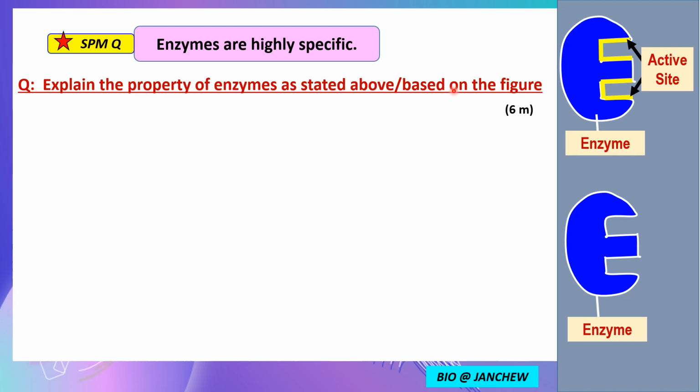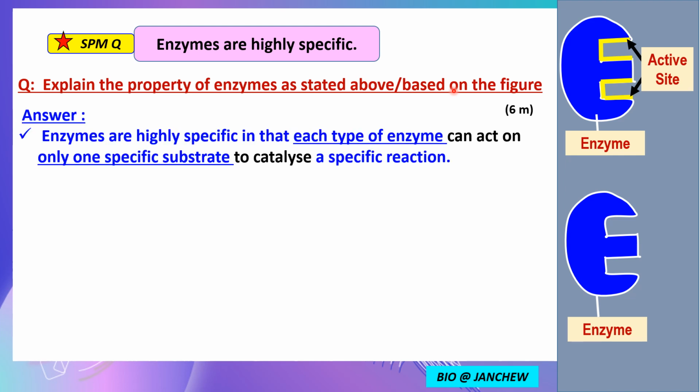So to start off, first of all, define what it means by "enzymes are highly specific". Enzymes are highly specific in that each type of enzyme can act on only one specific substrate to catalyze one specific reaction. And then you have to explain how this occurs.